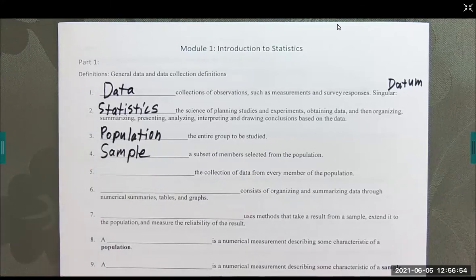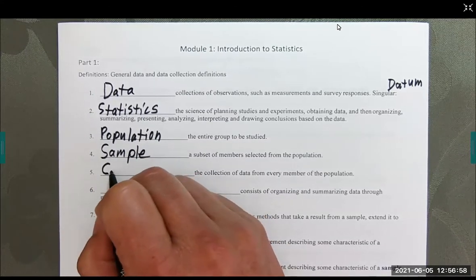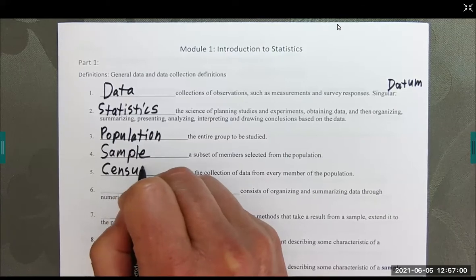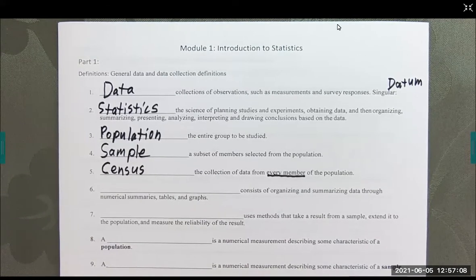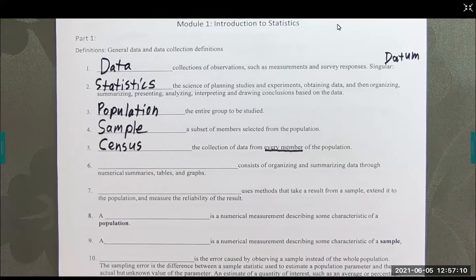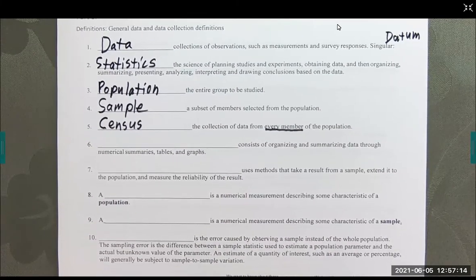Number 5 is the census. And this is the collection of data from every member. Again, this is usually not possible. In the US, we do have the US Census, and they try to get everybody, but realistically, in fact, they use statistics to account for about what percent of people we are missing.